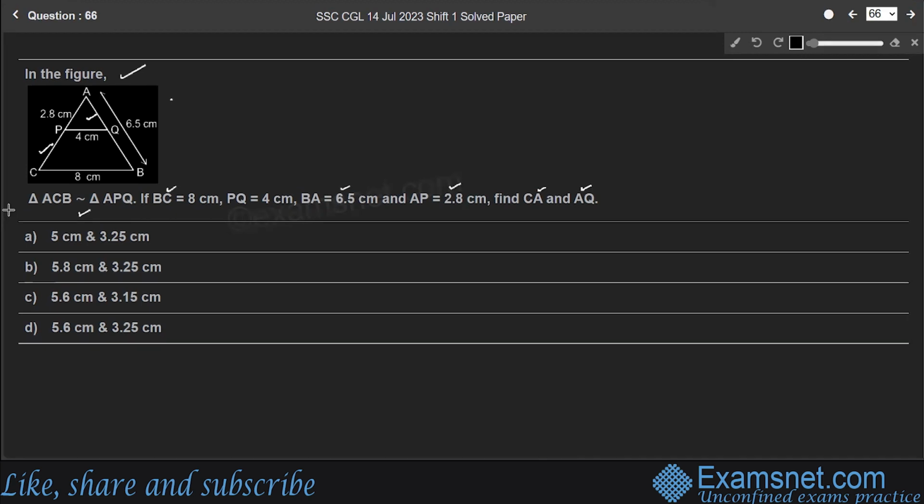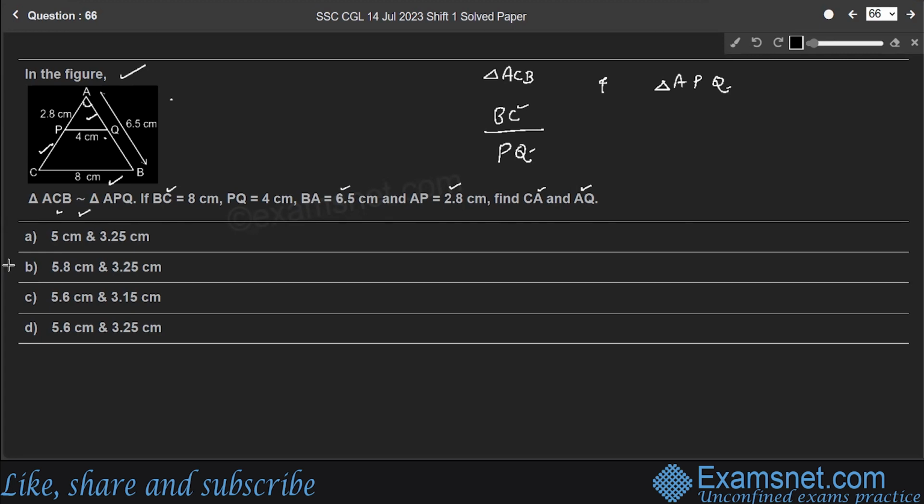If two triangles are similar, then the ratio of their corresponding sides are equal, right? So, for example, here we'll consider triangle ACB and triangle APQ. Since the two triangles are similar, we'll consider the ratio of their corresponding sides. So here we are considering base BC in triangle ACB, and the base of the next triangle APQ is PQ. BC by PQ. These two are corresponding sides.